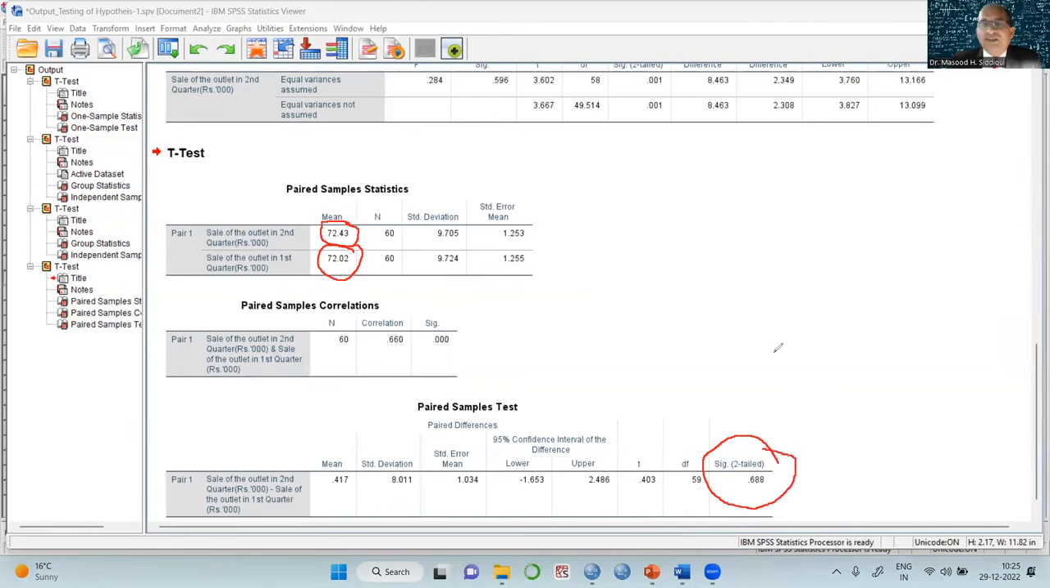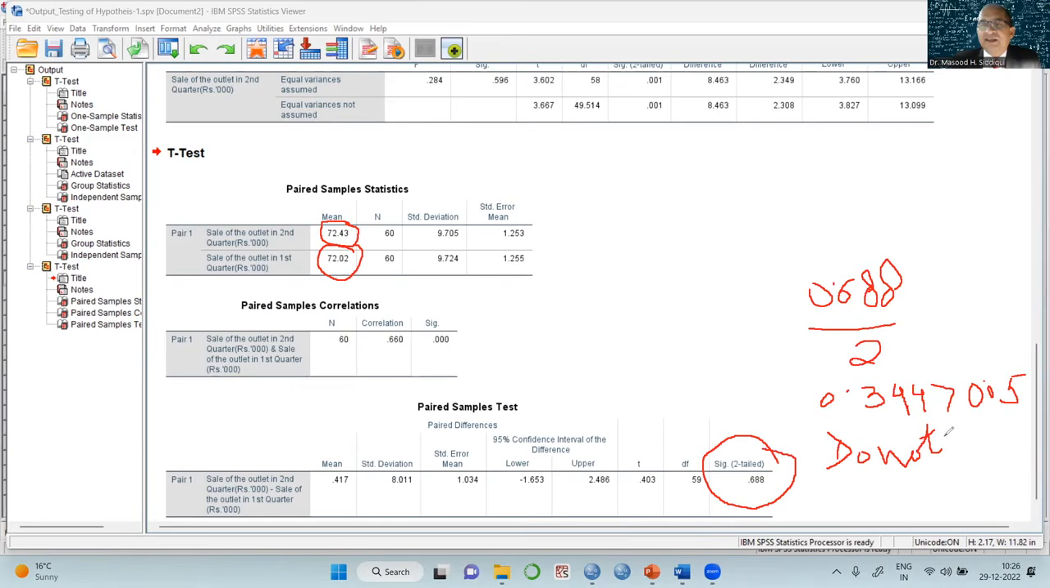The p-value is 0.688, and this is for the two-tailed test. For the one-tailed test, we would have half of this value, since our test is a one-tailed test. So we divide 0.688 by 2, so we have 0.344, right? And this value is greater than 0.05, our default level of significance. So we do not reject the null hypothesis.